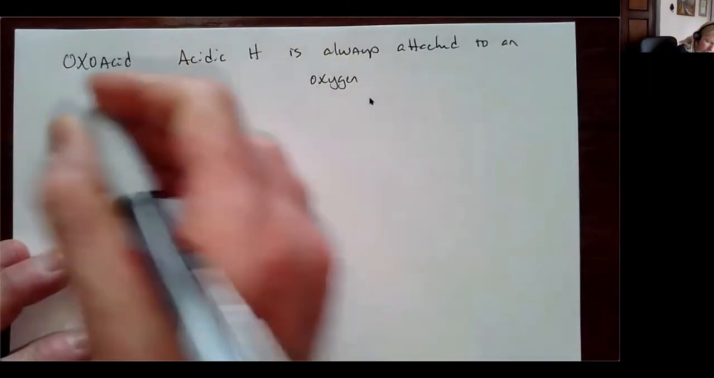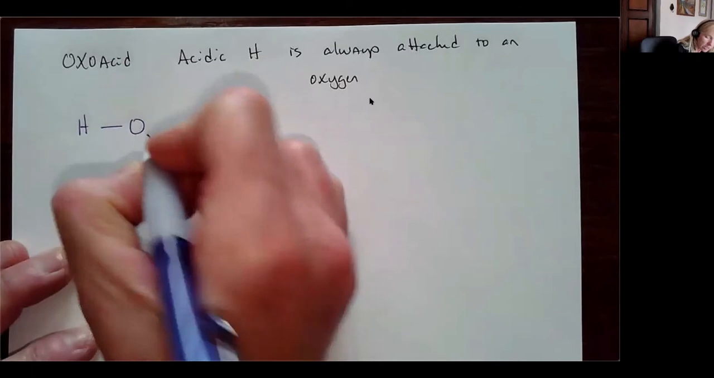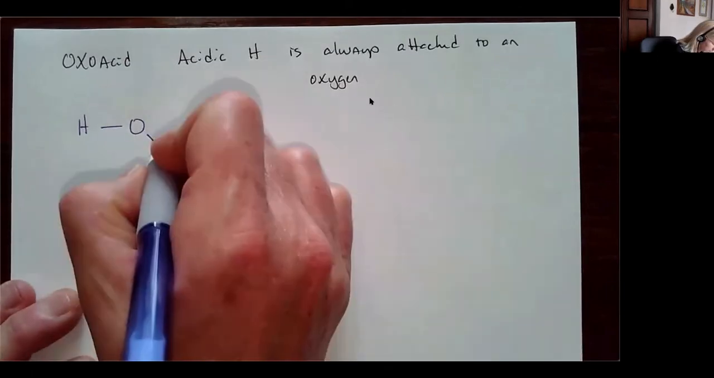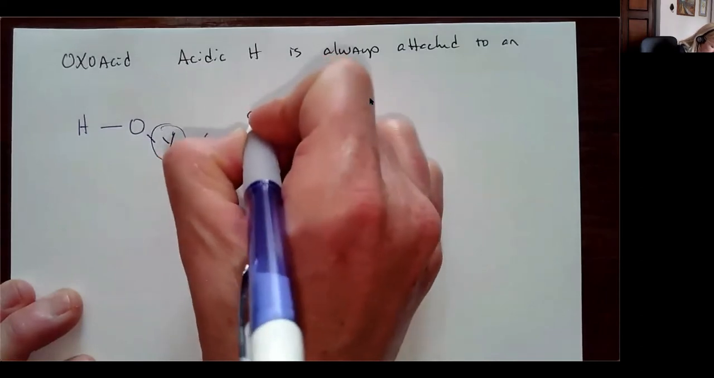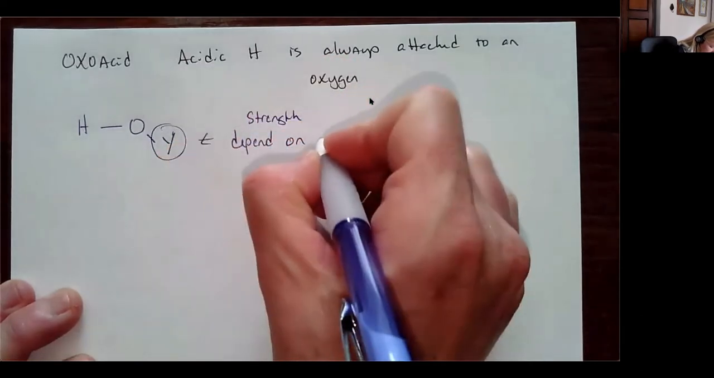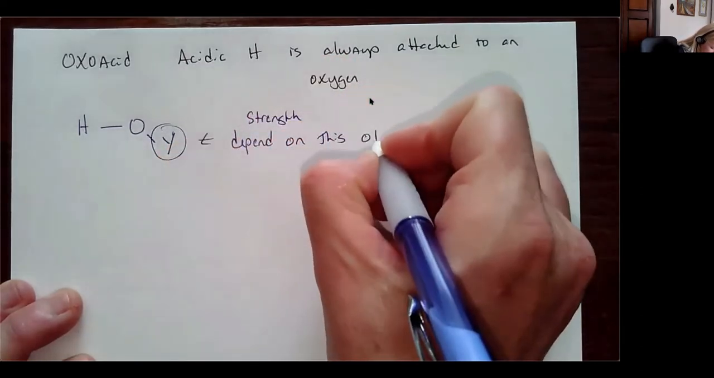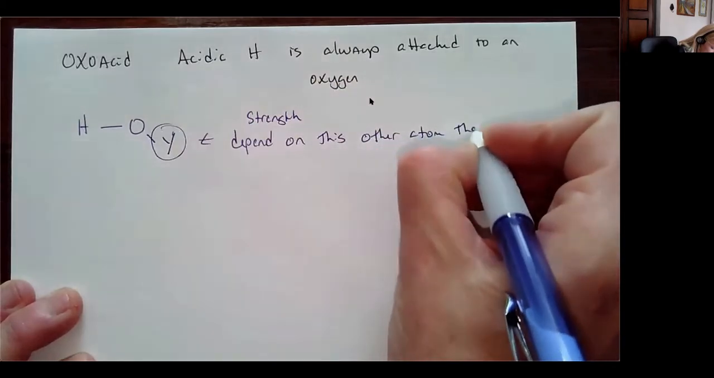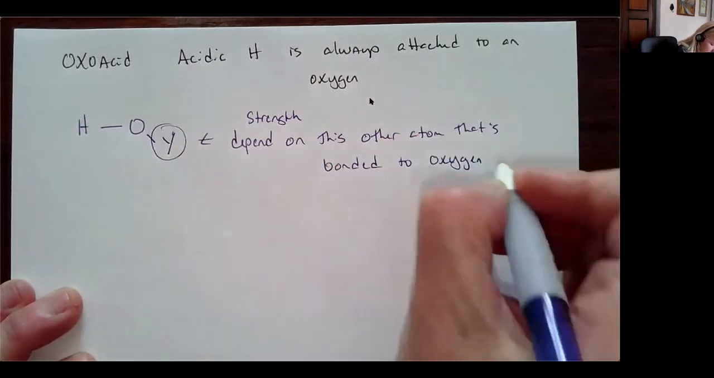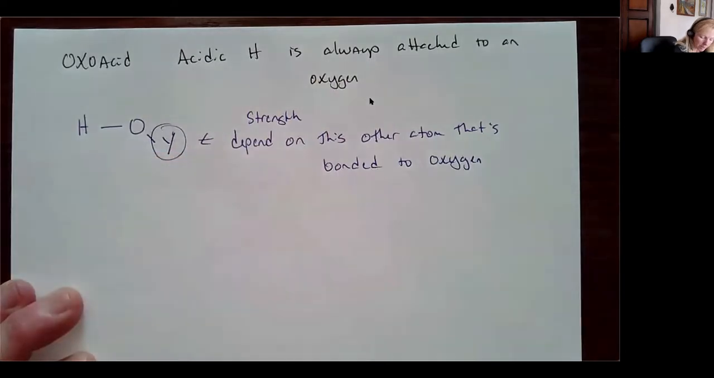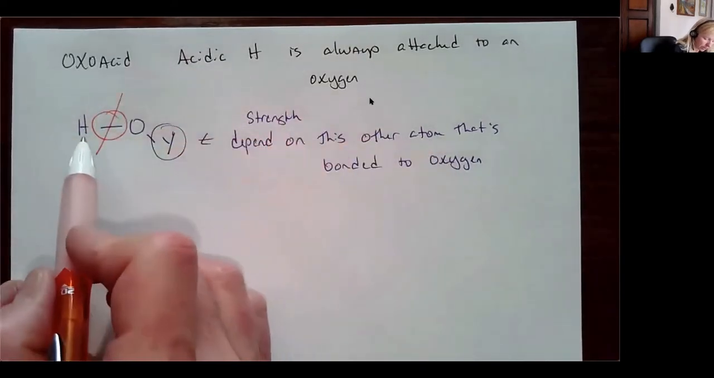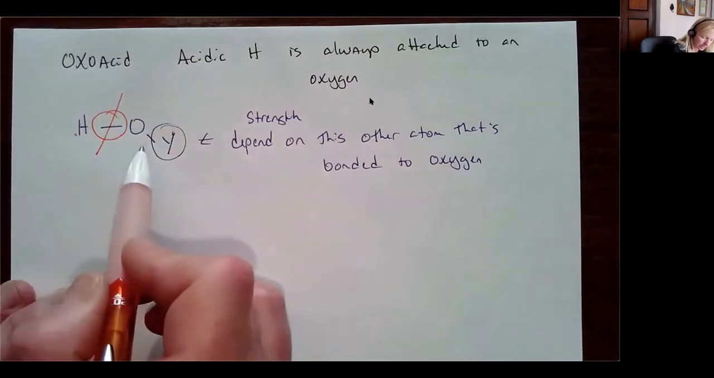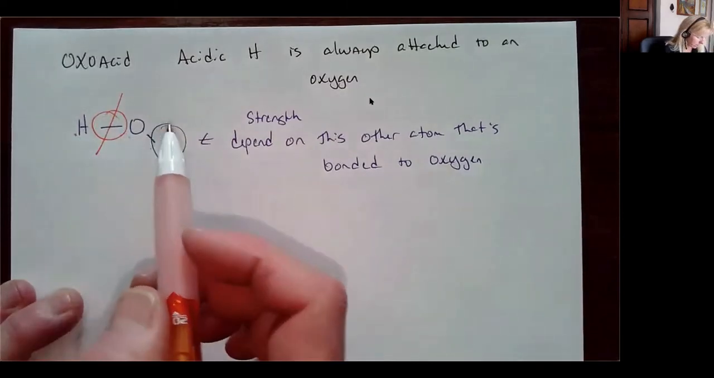They all have this structure here, and then that oxygen is bound to something else. So it is going to be bound to some other atom. The strength then is going to depend on this other atom that's bound to oxygen. So it's kind of one removed, because this is the bond that we're looking at. This is the bond that has to get broken for this hydrogen to ionize. I'm looking at one removed in an oxoacid.